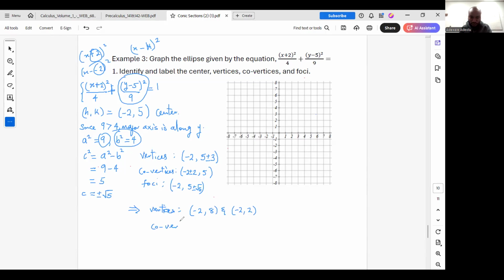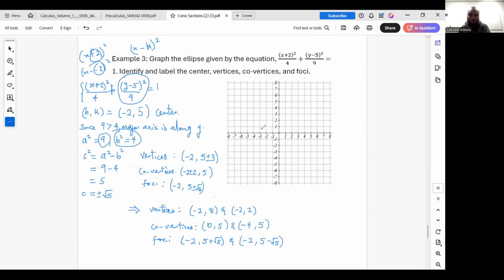Co-vertices will be minus 2 plus 2, that is 0, 5, and minus 2 minus 2, that is minus 4, comma 5. The foci: that is minus 2, comma 5 plus square root of 5, I will not worry myself too much on that, and minus 2, comma 5 minus square root of 5.